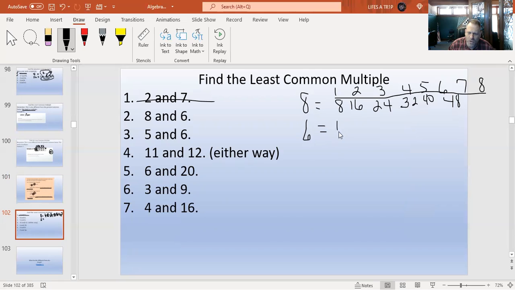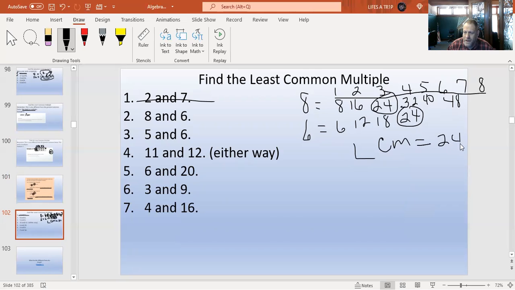So 6 times 1 is 6. 6 times 2 is 12. 6 times 3 is 18. Are you seeing any common ones yet? 6 times 4 is 24. All right, I think I'm seeing 24. So the LCM is 24.